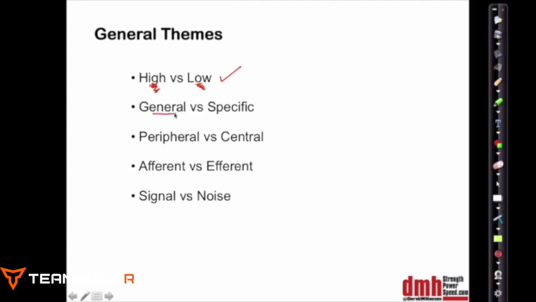Understanding the difference between general adaptations and specific adaptations, and how you use both of those things to your advantage. Talking about peripheral versus central, so central nervous system versus the peripheral system, and understanding that we have to, again, work both of these things, and some things that we think are central may be peripheral, and some things that we think are peripheral may affect the central nervous system. So we have to distinguish between those two areas and understand how to use them to our advantage.